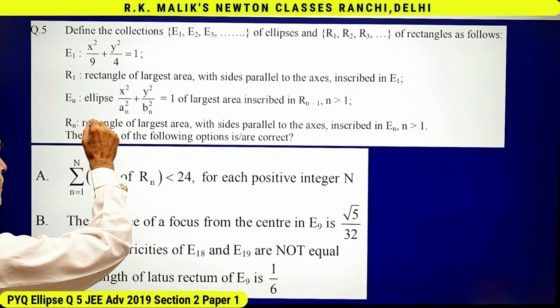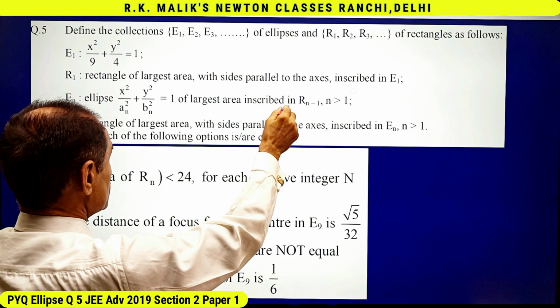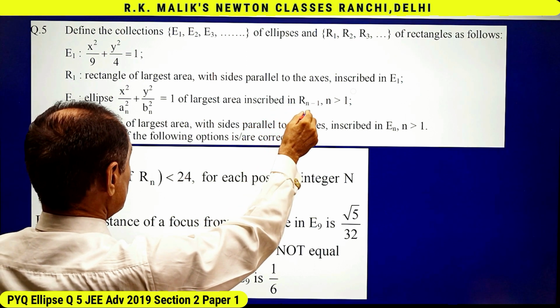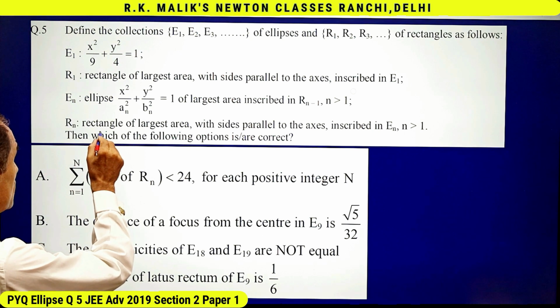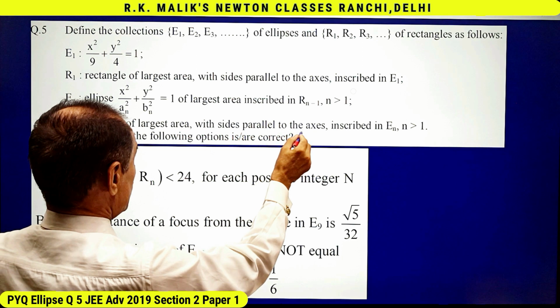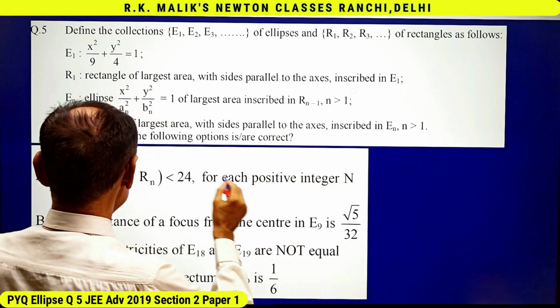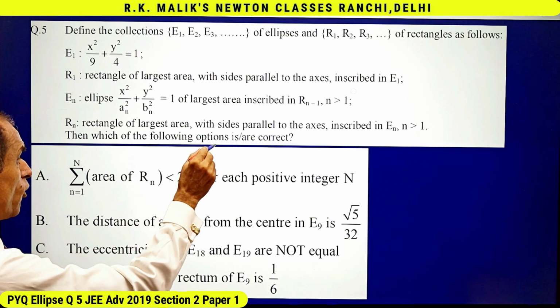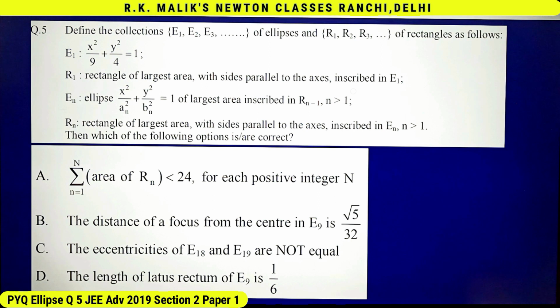En means ellipse of largest area inscribed in the rectangle Rn-1 where n is greater than 1. And Rn means rectangle of largest area with sides parallel to the axis inscribed in En where n is greater than 1. Then which of the following options are correct? You have to find the correct choice.